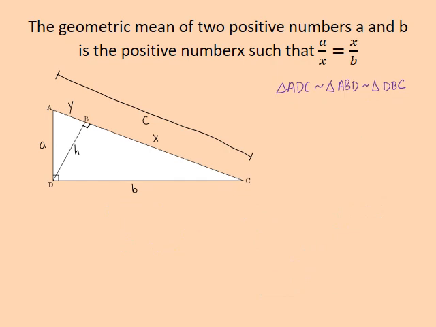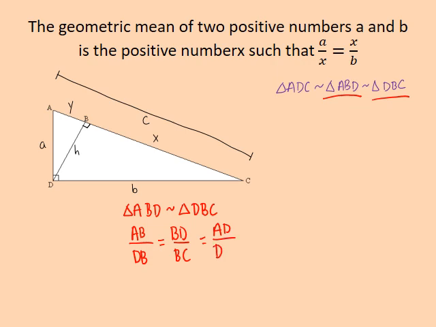The last geometric mean relationship we're going to look at is going to be between triangle ABD and triangle DBC. So we have triangle ABD is similar to triangle DBC. That's the similarity statement. So let's write the proportionality statement. So AB divided by DB is equal to BD divided by BC is equal to AD divided by DC. When we look at this proportionality statement, we discover that DB, which is also BD, is in the denominator here and in the numerator here.